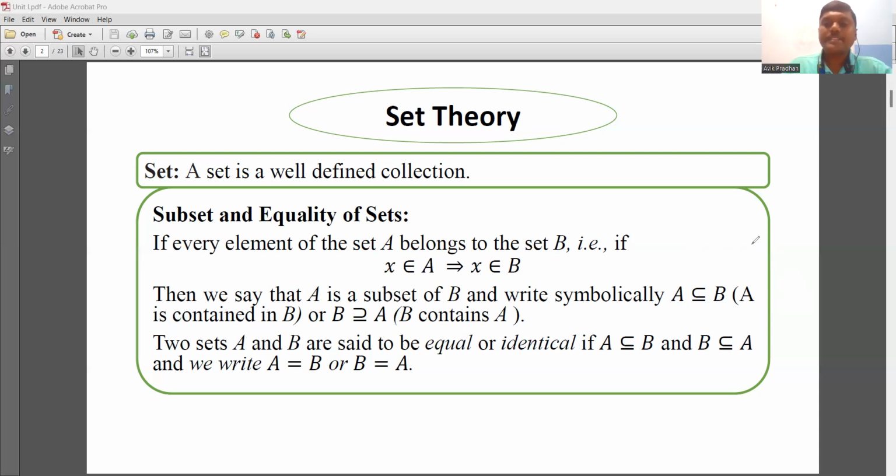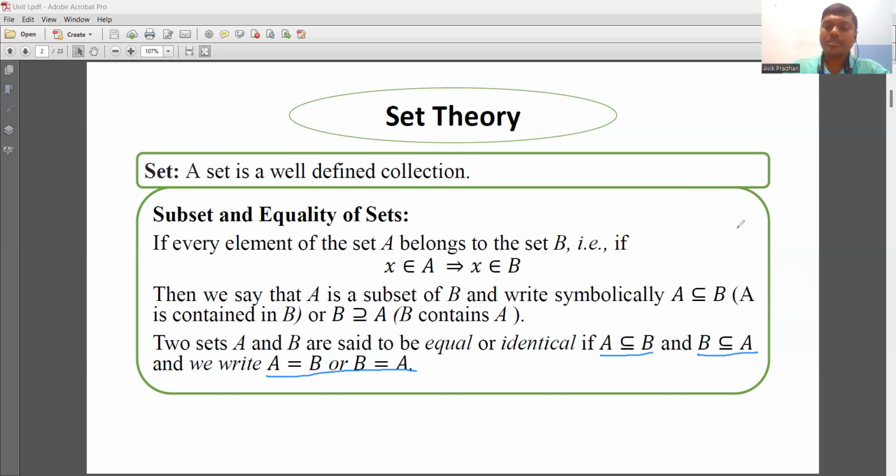Now, two sets A and B are said to be identical or equal if both the sets are subsets of each other. That means if I have A is a subset of B and B is a subset of A, then we say that A and B are equal. So if I want to prove that two sets are identical, then we have to show that both the sets are subsets of each other. So A equals B if and only if A is a subset of B and B is a subset of A. So obviously A and B should have an equal number of elements.